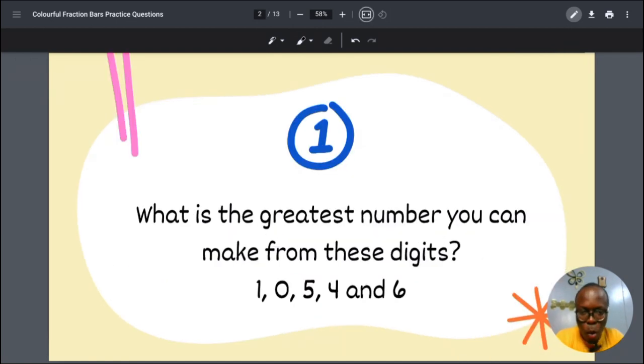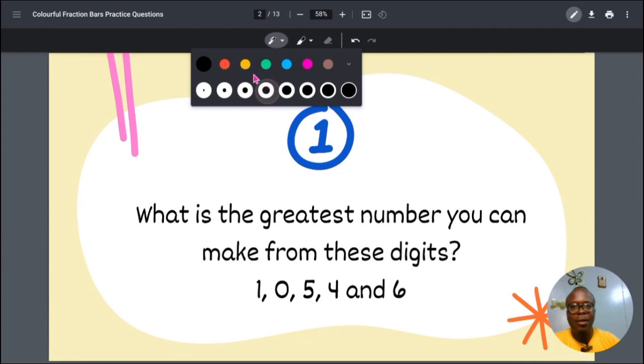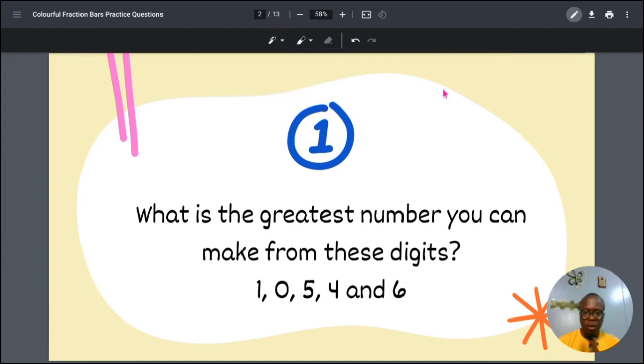Question 1. What is the greatest number that you can make from these digits? So you have 1, 0, 5, 4, and 6.